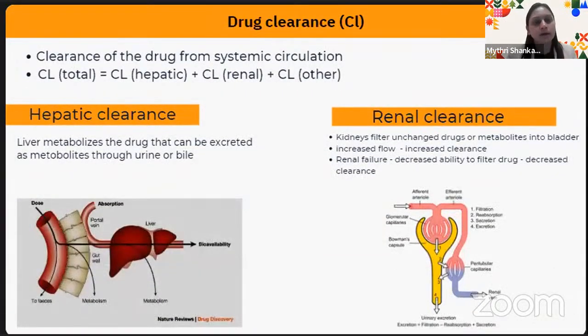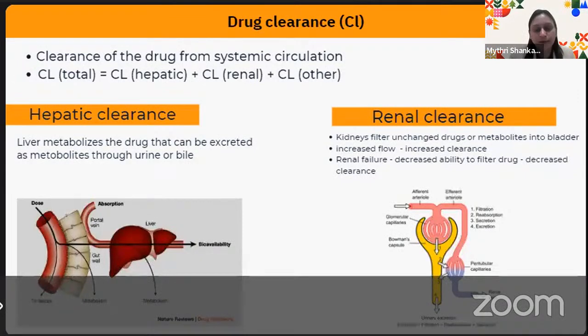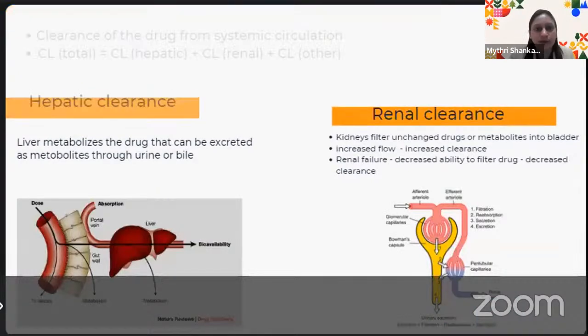So what is clearance of the drug? Clearance of the drug from the systemic circulation is calculated as hepatic clearance plus renal clearance and other clearance. Hepatic clearance we have just discussed. About renal clearance, kidneys filter unchanged drugs or metabolites into the bladder. Increase in blood flow increases the clearance. And in renal failure, there is decreased ability to filter the drug, because of which there is decreased clearance. So renal excretion is equal to filtration minus reabsorption plus secretion of the drug.